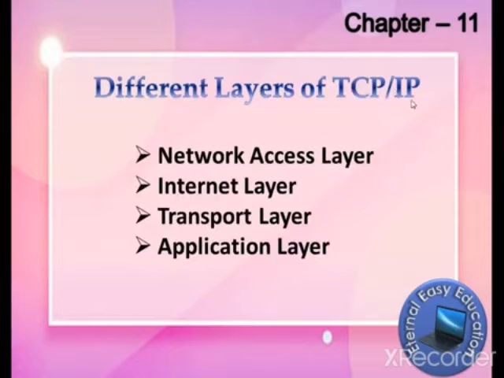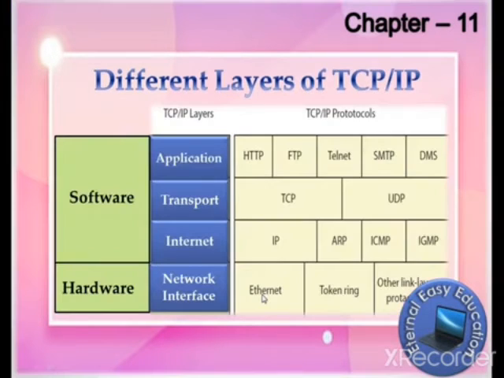Next, TCP/IP has four layers for its communication. One is the network access layer, another one is the internet layer, another one is the transport layer, and next the application layer. What are the layers? Network access, internet, transport, application. So this is the whole scenario of TCP/IP. If you are very clear with this diagram, then it is easy to write your 5-mark questions, even 3-mark questions also. Look here: network interface, then internet, then transport, then application.